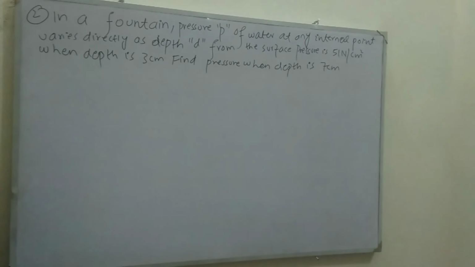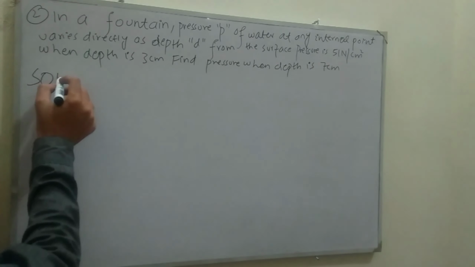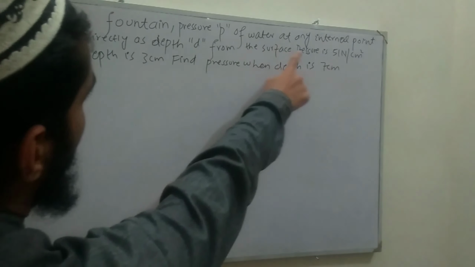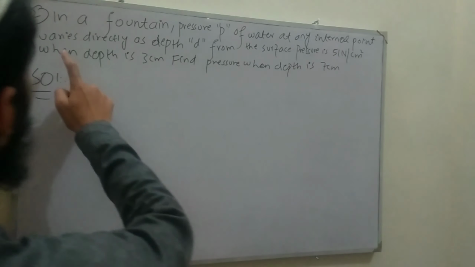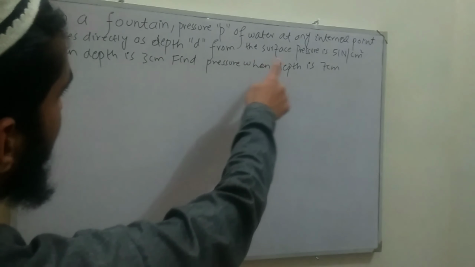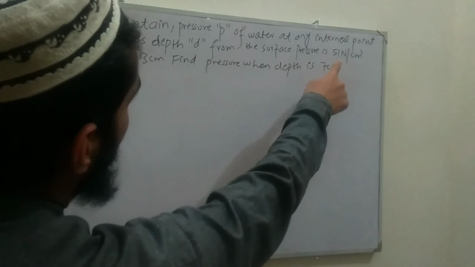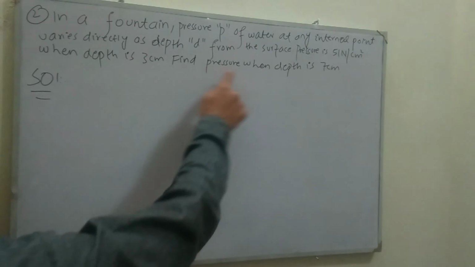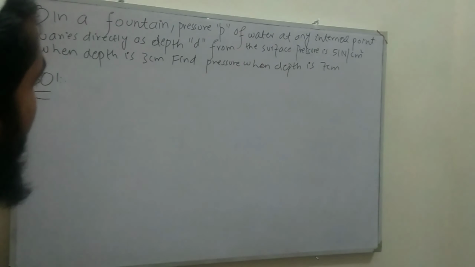Question number 2 of exercise number 3.5 related with chapter number 3 variation, class 10 mathematics, KPK board Pakistan. Solution. In a fountain, pressure P of water at any interval point varies directly as the depth d from the surface. Pressure is 51 Newton per centimeter square when the depth is 3 cm. Find pressure when the depth is 7 cm.